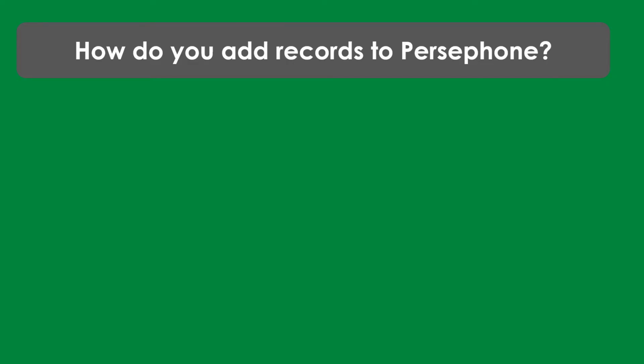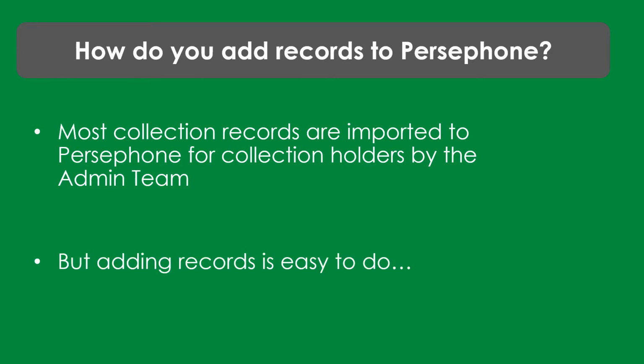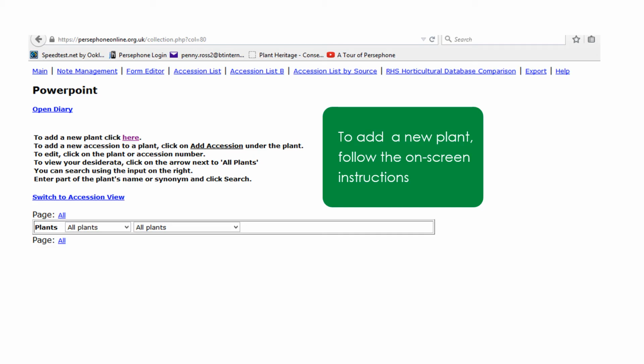So, how do you add records to Persephone? In practice, most collection records are imported to the system by the Persephone admin team volunteers, but adding records is quite easy to do. You'll notice that there's a lot of help built into Persephone. There is an online help manual here, and there are on-screen instructions so that you can see exactly what you need to do. So, to add a new plant, you simply click here.